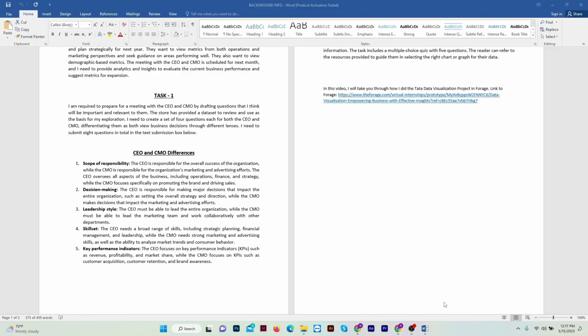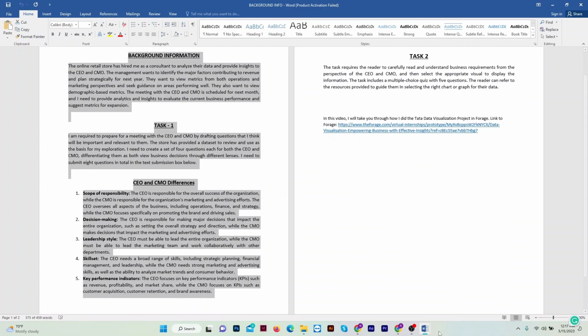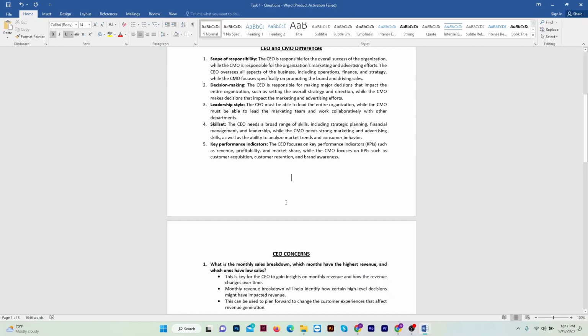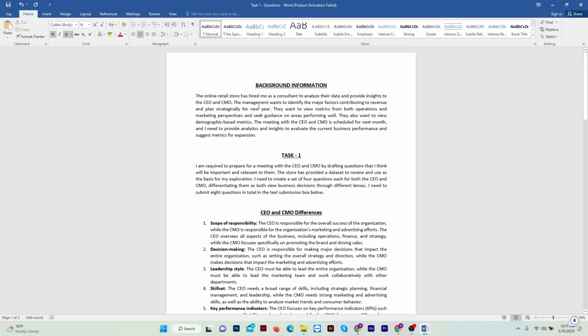A breakdown of the background information is that you have been hired as a consultant for an online retail store, and you have been told that they need an analysis of their data and insights for the CEO and the CMO. The management wants to identify major factors that are contributing to revenue so that they can plan for the next year. They also want to view metrics from operations and marketing perspectives. This will give them guidance on areas that are performing well.